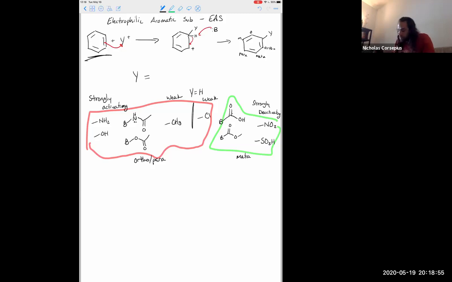Okay, now this is important to keep in mind, not only whether a group is meta directing versus ortho-para directing, but where it lies on this continuum as well, right? So let's take, for example, an aniline, and I want to chlorinate that.